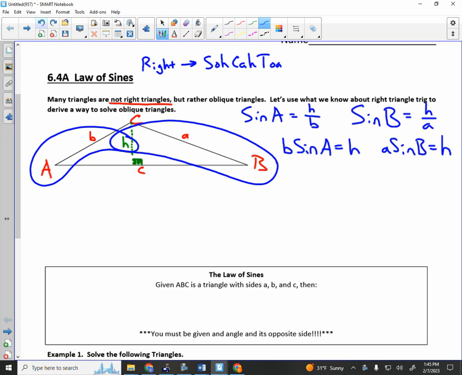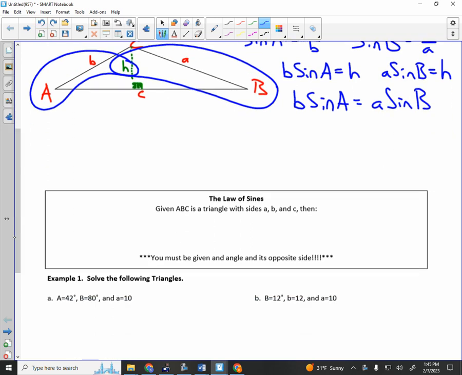Are you okay with that? So let's use some logic. If both things are equal to H, then they're both equal to each other. And so all of a sudden you can say B sine of A is equal to A sine of B. Notice how the H went away. And to clean it up, I'm going to choose to divide both sides by AB.